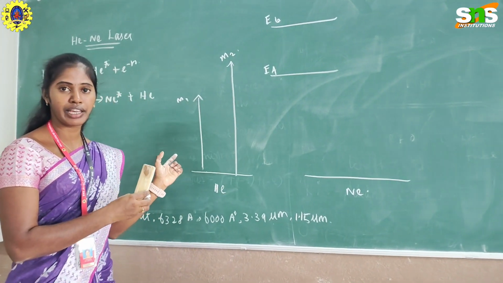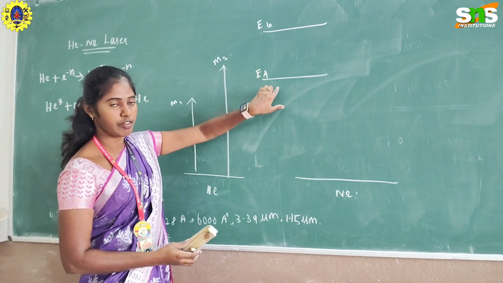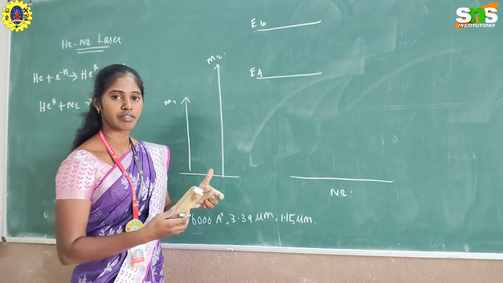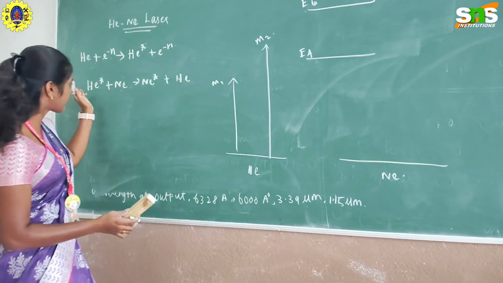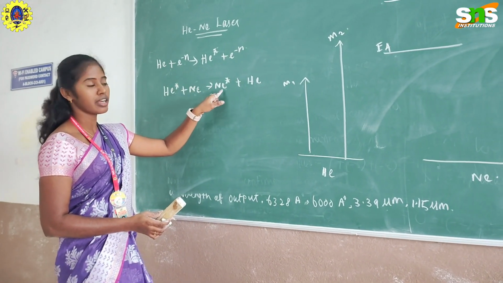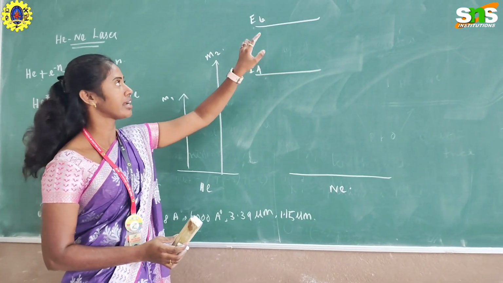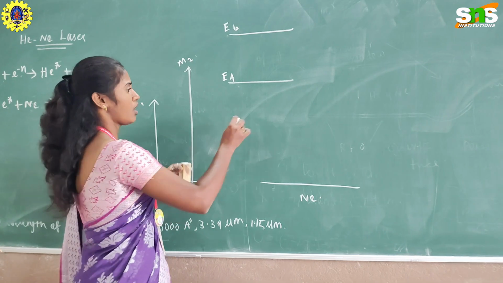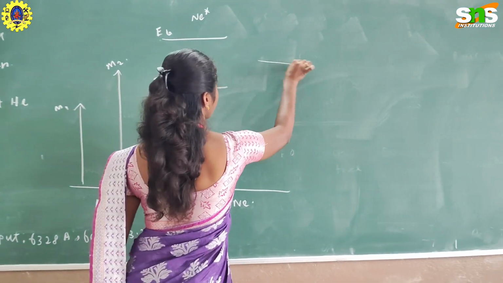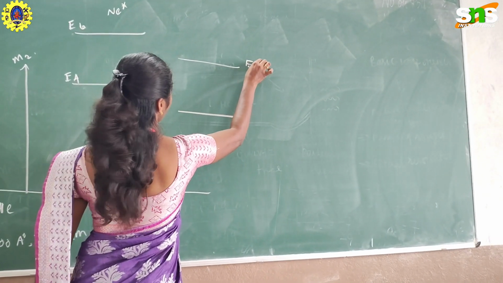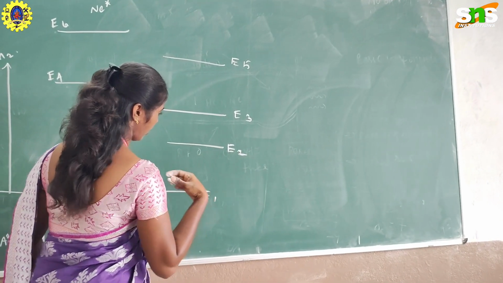Then the transfer of energy takes place from helium to neon. The energy level is very close to E6 and E4. At that time the secondary collision takes place: the excited helium collides with neon and transfers its energy. The neon becomes excited, and the helium comes back to its original state. So the neon becomes excited into the E6 level. In between levels, this is E5, E3, then E2, and this will be E1.